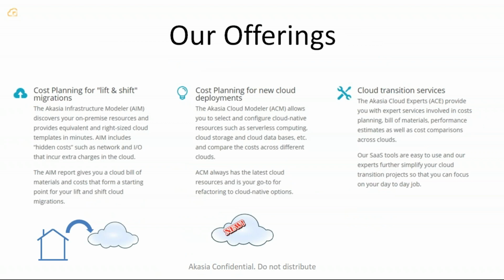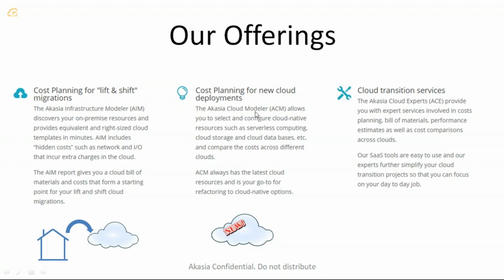Our offerings, like I mentioned, we build SaaS solutions. We have 2 SaaS solutions that our customers use. The first one is called the Akasia Infrastructure Modeler, or AIM. And AIM is used in lift and shift migration planning. And like I described in the previous slide, with AIM, we do the on-prem discovery and map to cloud. We take into account hidden costs, such as network and I/O, just to make sure that any cost surprises in the cloud are reduced. And the AIM report is essentially a cloud bill of materials, and this can form the starting point for your migration.